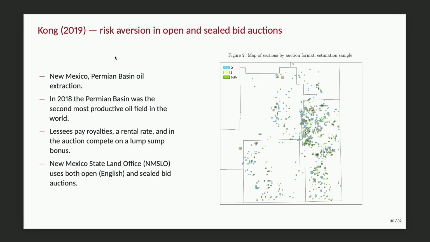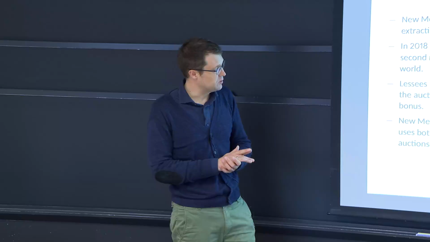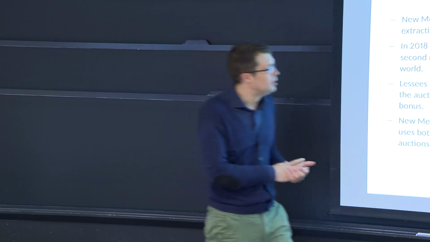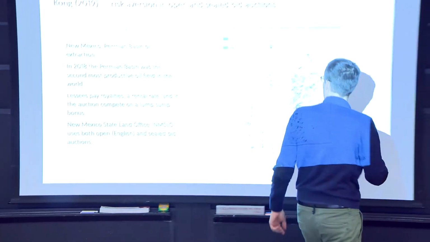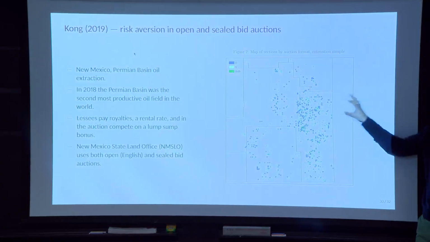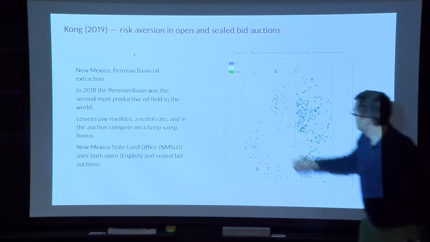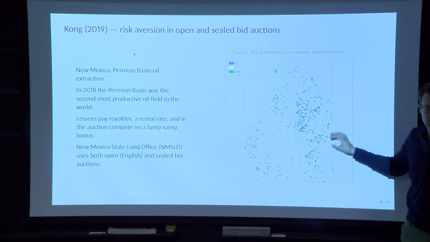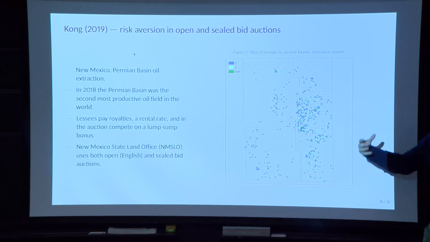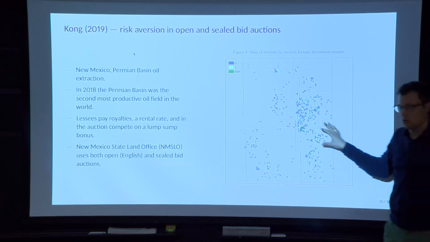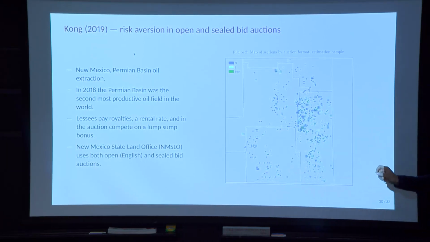What's nice is that, as in the previous paper, the New Mexico State Land Office uses both open and sealed bidding again. So we can get a similar comparison as before in a very different setting. And if you stare at the map of how these formats are spatially distributed, this is open, this is sealed, it looks pretty random. So again, with some controls, we can use the fact that this looks almost random to look at the effect of different auction formats.